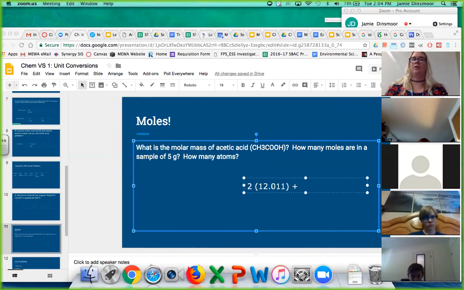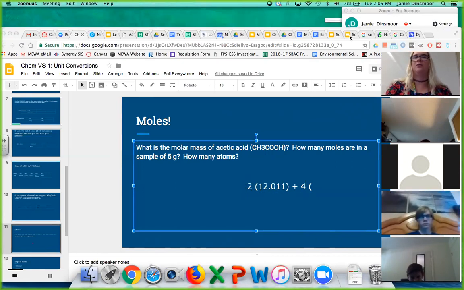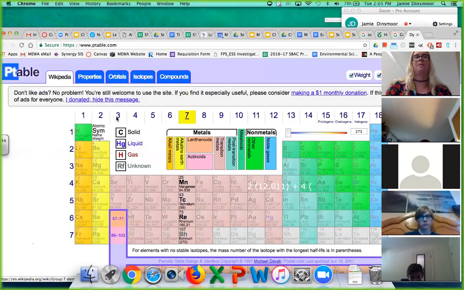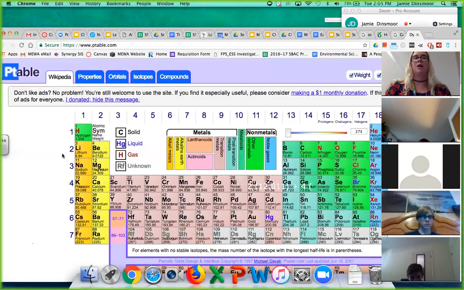Now we're going to do the same thing for our hydrogens. Well, how many hydrogens do we have? 1, 2, 3, 4. We have 4. So now we need to find out what the mass of one hydrogen is so that we can multiply it by 4 to find out how many are in acetic acid. So in this case, we go to hydrogen, same thing. We just look at its mass on the periodic table. It's 1.008.